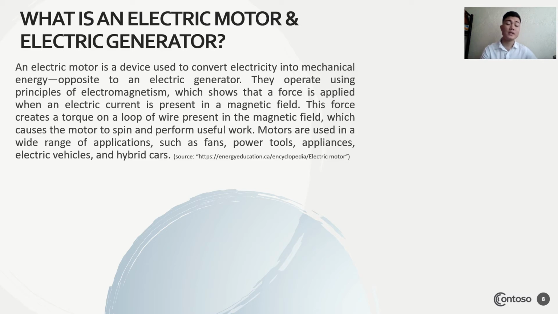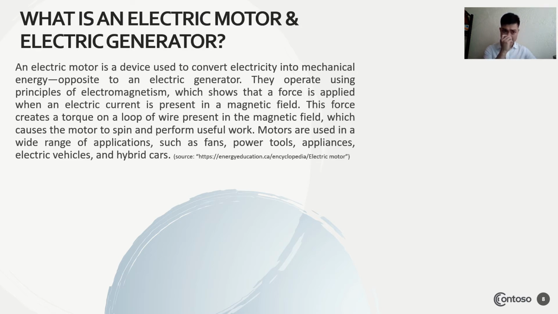Opposite to that is an electric generator. So an electric motor just converts electricity into mechanical energy to do work. And the opposite is the electric generator, because the electric generator uses mechanical energy and converts it to electrical energy. They operate using principles of electromagnetism, which shows that a force is applied when an electric current is present in a magnetic field, and this force creates a torque on a loop of wire present in the magnetic field, which causes the motor to spin and perform useful work.